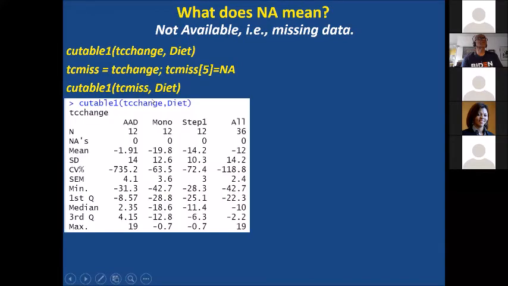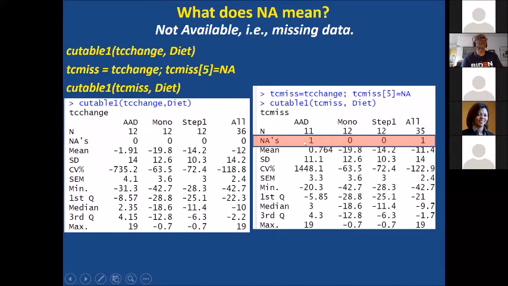Now, if I do CU Table 1 TC miss, I will get a line saying, here you see, not available, 0. That means there are no missing data. But here, the 5th subject who happens to be on AAD has missing data. So in the AAD group, there are 11 with data and 1 missing. So that's the idea.